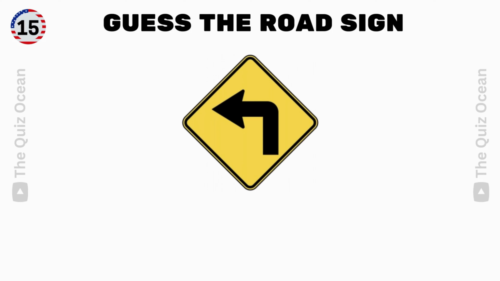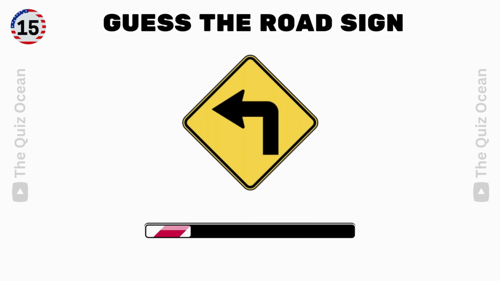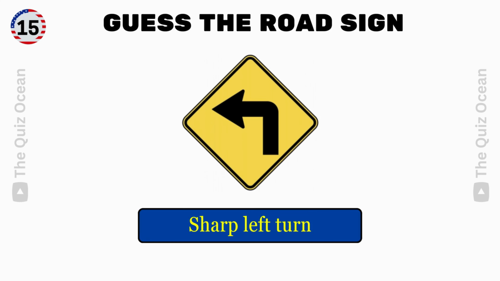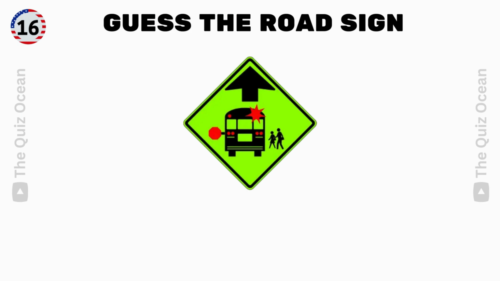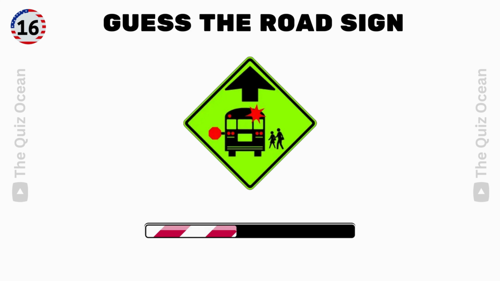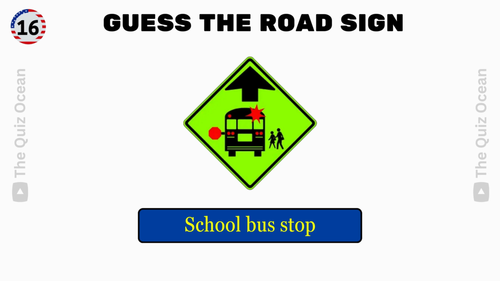What is the correct interpretation of this road sign? Sharp left turn. You're driving and see this sign. What does it mean? School bus stop.